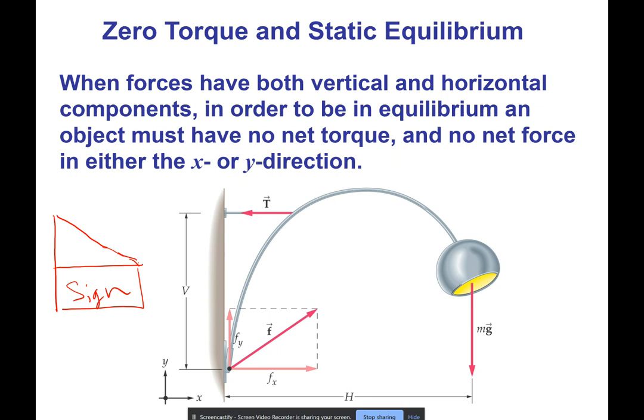So when the forces have both vertical and horizontal components, you do have to break it down into its X and Y components. So you can figure out that there's no torque and the net force is 0. That means everything in the Y and X are balanced. So there has to be some type of balance there for the lamp not to move. And the same thing with the sign here.